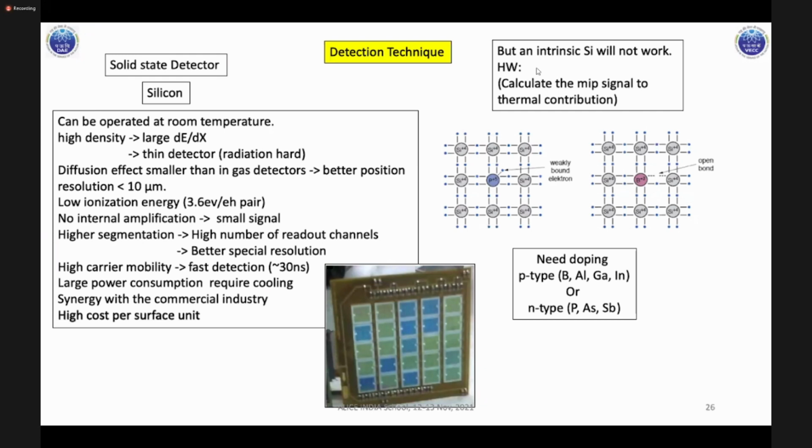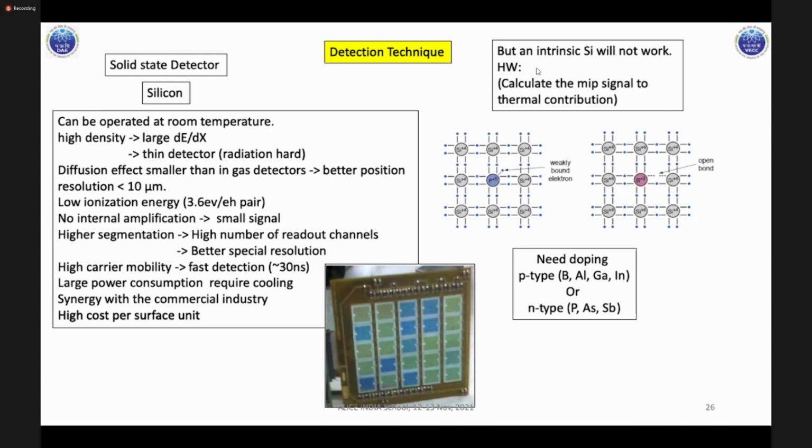This kind of detector, you don't have to worry about once installed for quite some period. So in that sense, they are radiation hard. And the diffusion effect is smaller than in a gas detector. You know that once charge is created in a gas detector, it will travel along. But in the case of semiconductor, it doesn't. It will travel very little, and so they have a very good position resolution.